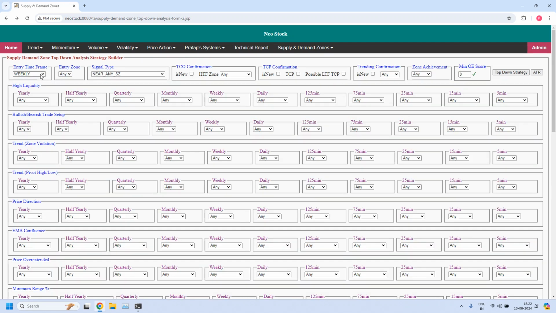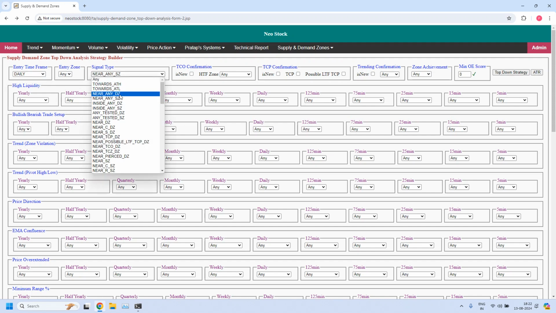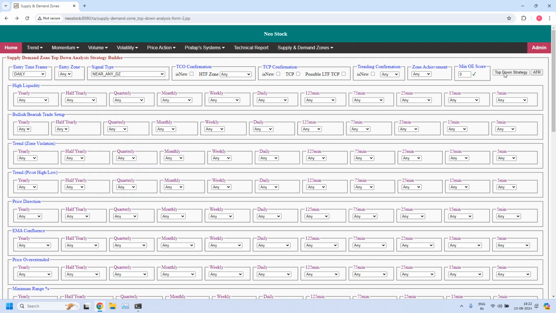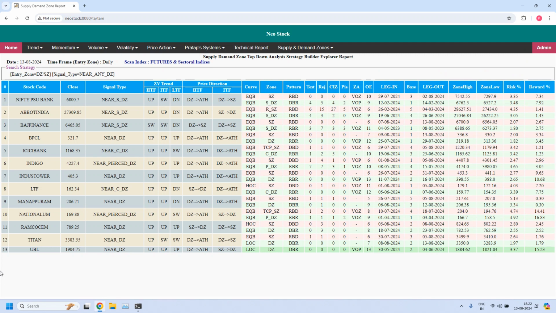And the next time frame is daily. So entry time frame daily, let us find the stocks near daily demand zone. 13 stocks are filtered, and we need to identify high liquidity zones from this list. PSU Bank is not valid. It is already pierced, so it's not valid. And we have Aboutindia, already tested 4 times. So you can look for a fresh fine-tuned 5-minute zone, and the supply zone is not valid because it is already pierced.